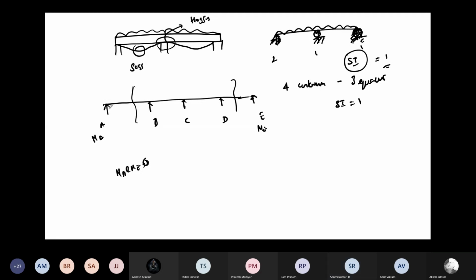So that's a simply supported end again, moment will be 0. So I'm not at all going to worry about those. But what about these three? MB, MC, and MD. Moments will be there, right? So how to calculate these three unknowns?